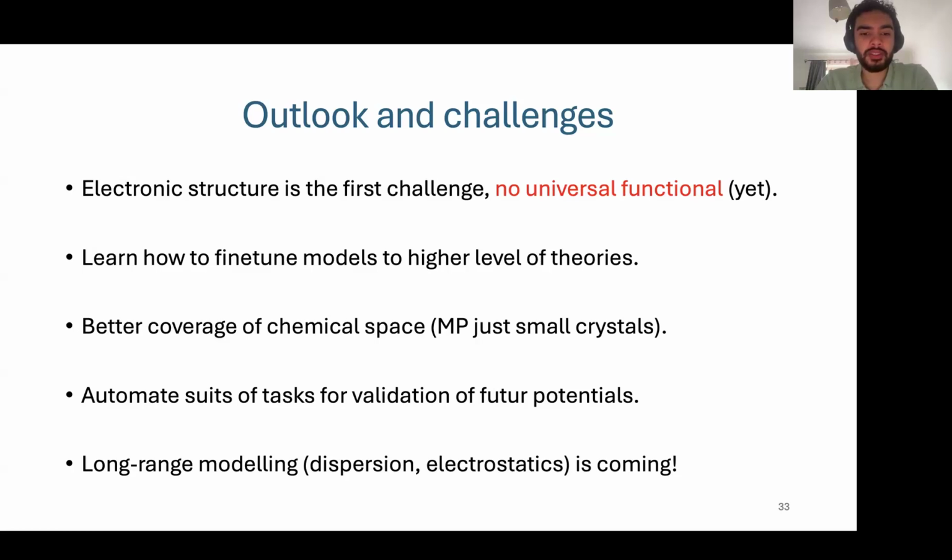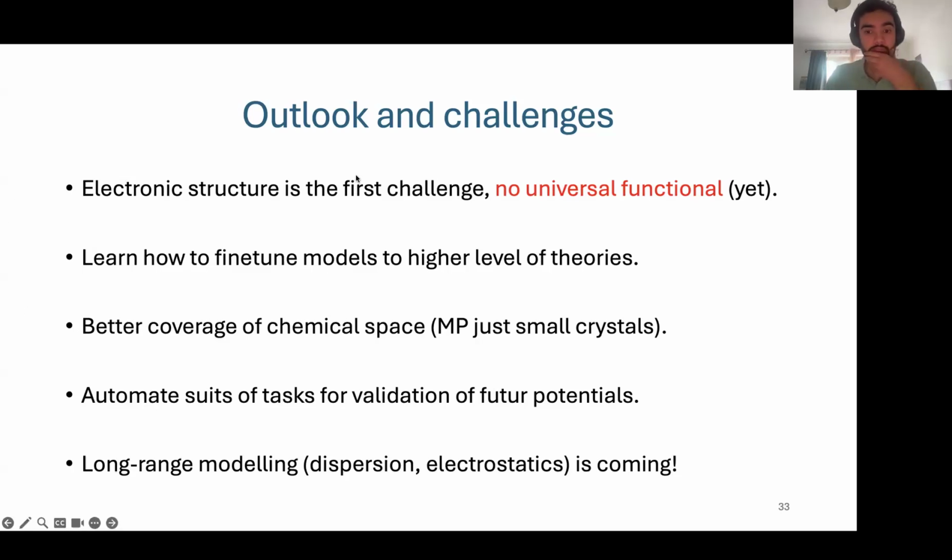It's very important to have an automated suite of tests to validate these potentials because we are making big claims and we need to be backed up with big evaluations. We're also working on that to be able to steer the field in the right direction. And obviously, the locality approximation that I was talking about at the very beginning of the talk is actually breaking down in some cases, whether it be dispersion interaction or electrostatic interaction, and we have new models now that include these long-range interactions in a physical way in the model. So all of these things are what we are working on right now.